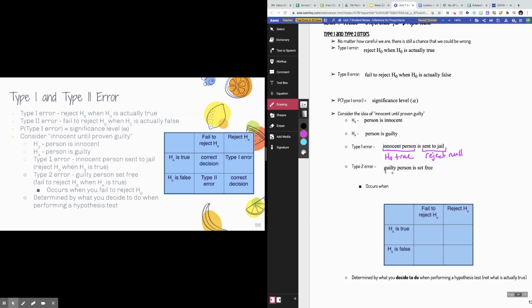The guilty person means that our alternative hypothesis is actually true, or you can think of it as the null is false. And the set free is us failing to reject the null.